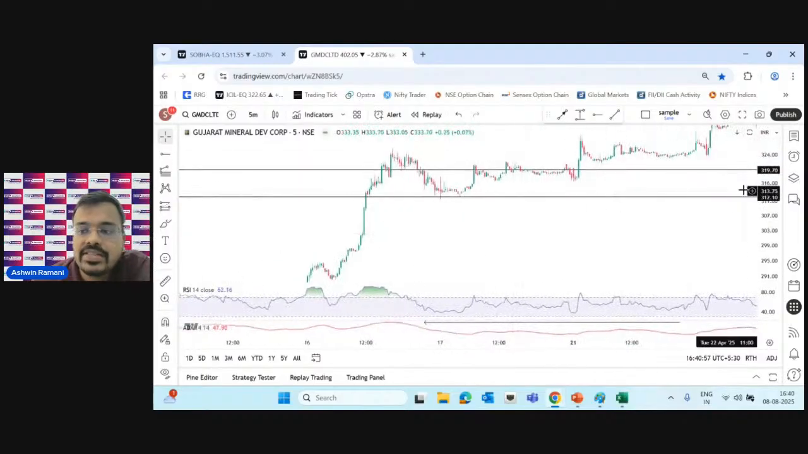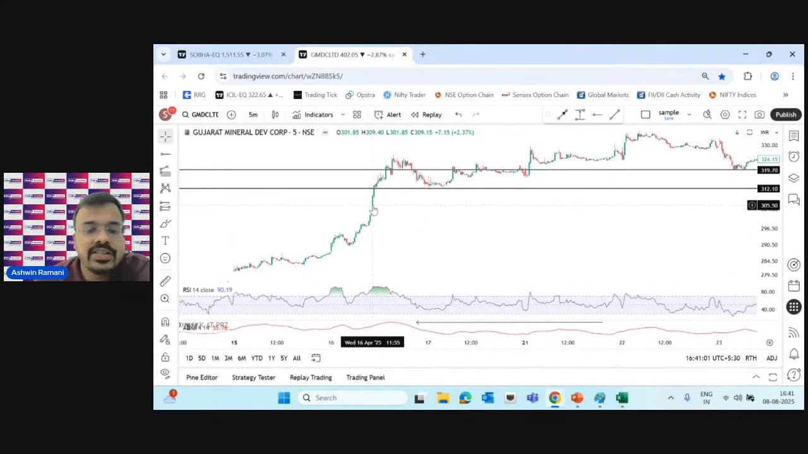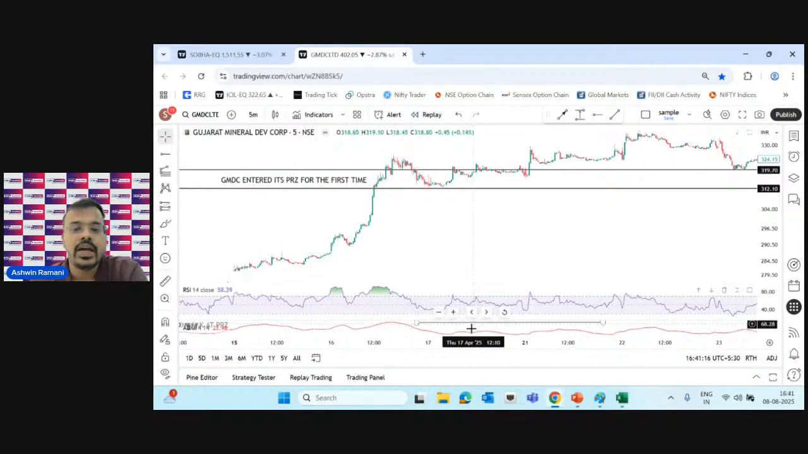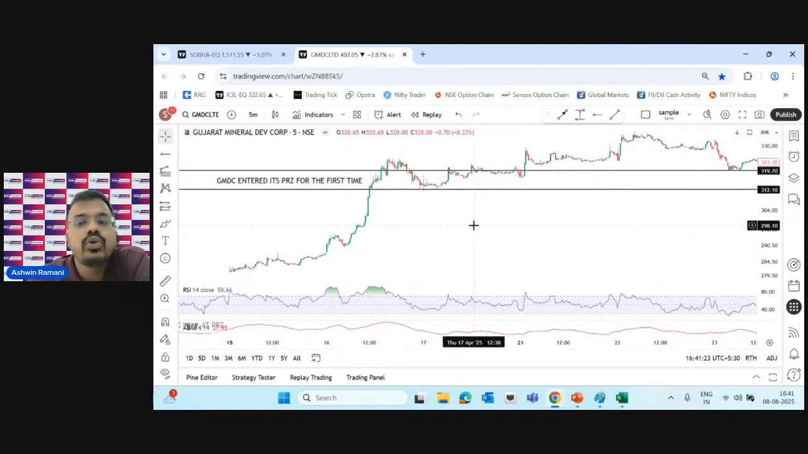I hope now you can see the 5 minutes chart of 16th of April. Can you all see this? 16th of April ko first time, this was the time when GMDC entered its PRZ for the first time. Now look at the chart carefully, guys. This is on the 16th of April. I have two indicators on my screen. One is RSI and one is ADX.